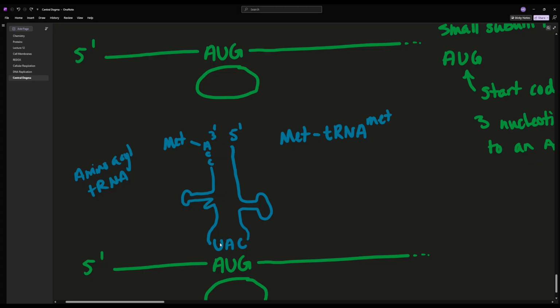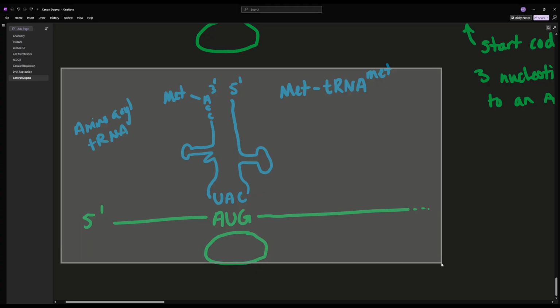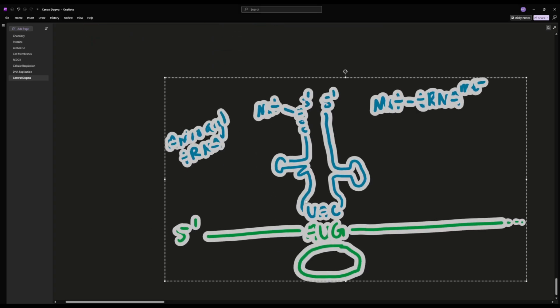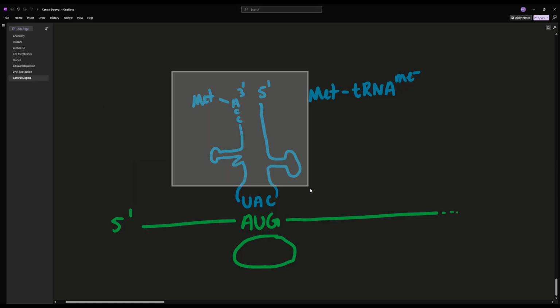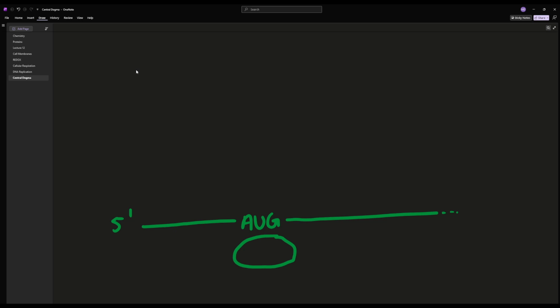All right, so once this binds, let me copy this down again. Actually, I didn't need to do that. Oh, well. I'm going to simplify our drawing just a little bit. I'm going to replace the more complex tRNA with just a little box with an M sticking off it because that's the 1-digit code for methionine.